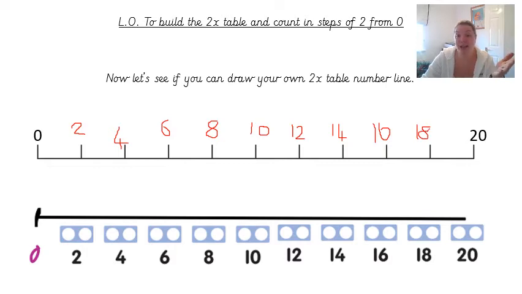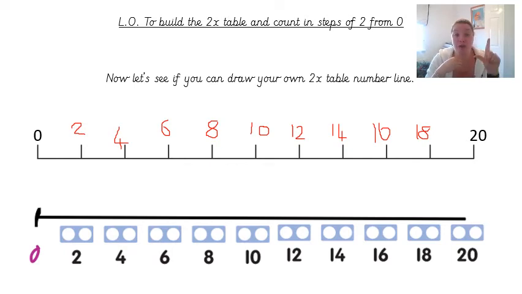Now, this number line ends at 20, but it doesn't have to. It can end at whatever number you want. It could go all the way to 100. So your number line could finish at 100. It could finish at 50. Normally, times tables go all the way to 12. So it'd be 12 times 2. So 10 times 2 is 20. 11 times 2 is 22.